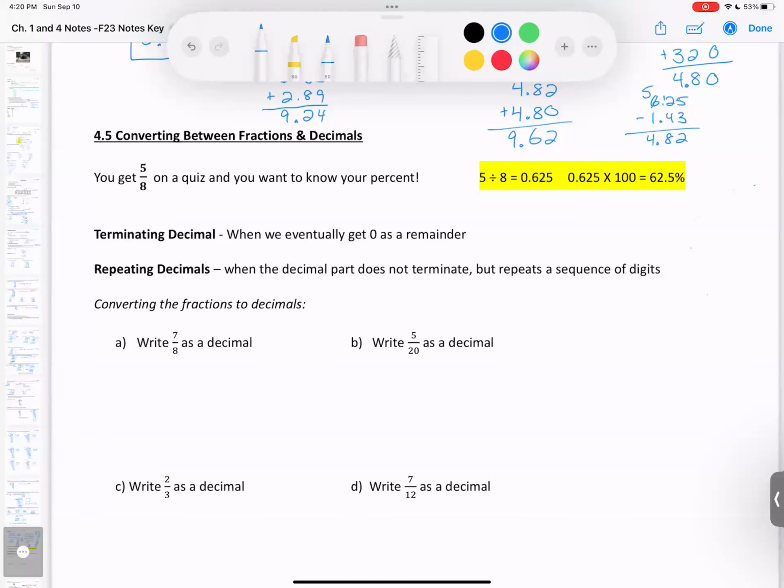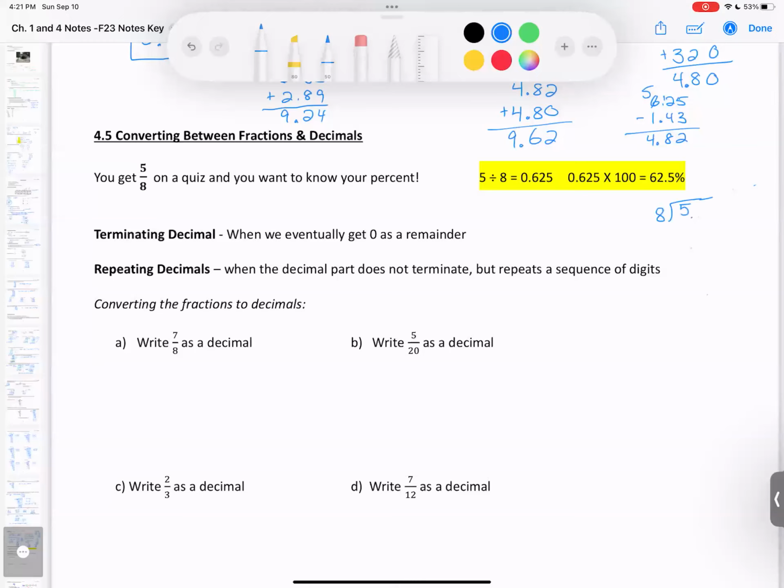So the last part of chapter 4 is going to be looking at converting between fractions and decimals. So let's say you got 5 out of 8 on a quiz and you wanted to know what percentage that was. Well, you know the fraction 5 over 8 really means 5 divided by 8. So let's do it over here on the side. So 5 divided by 8.